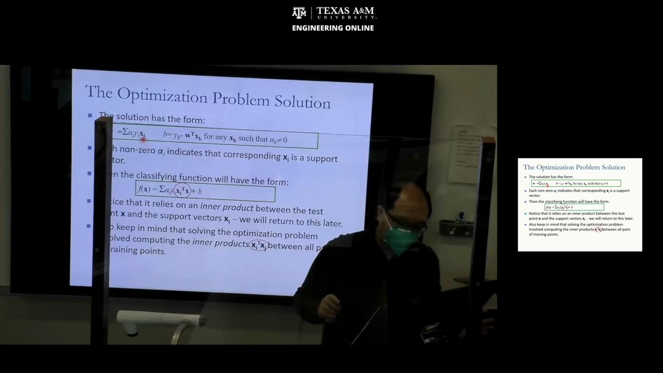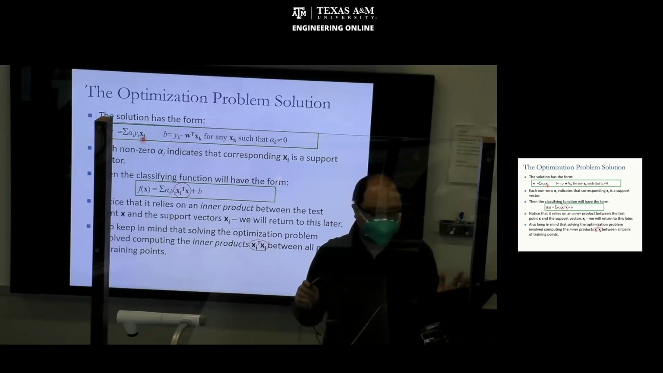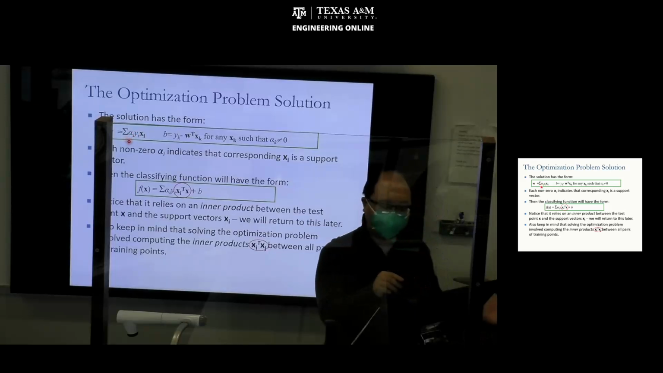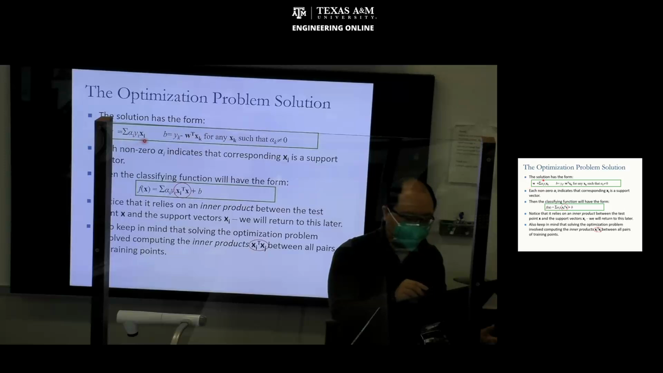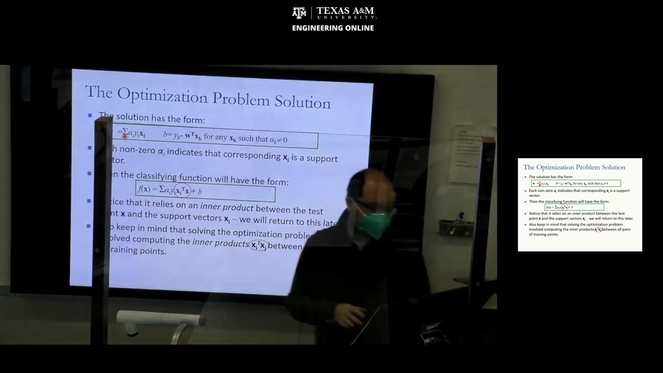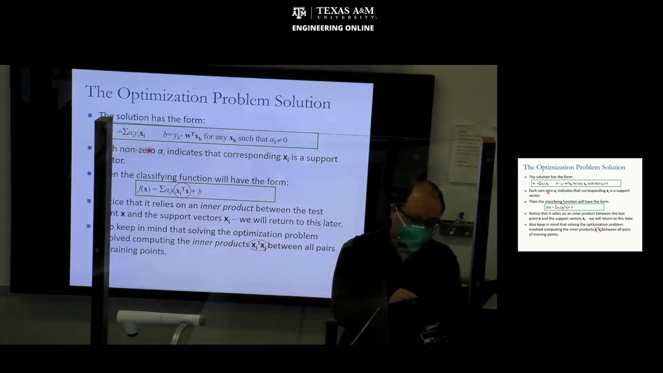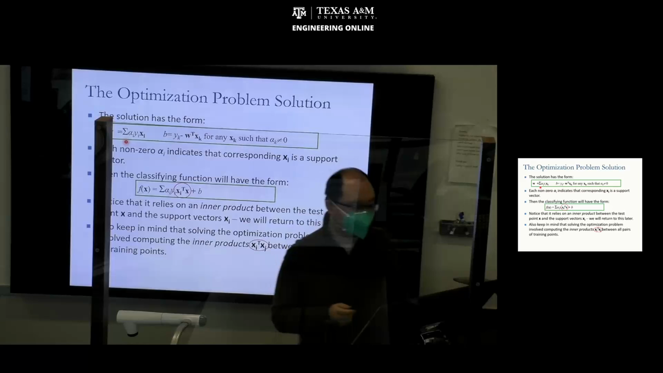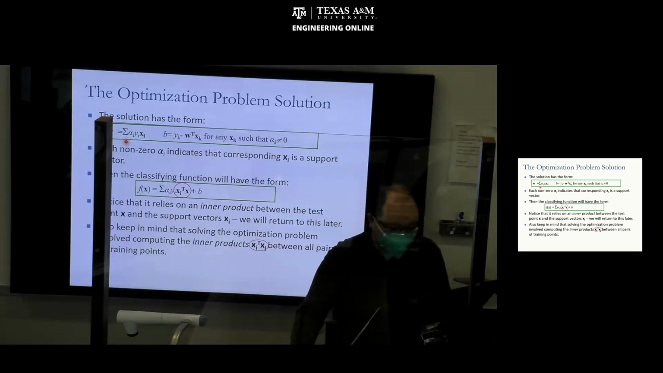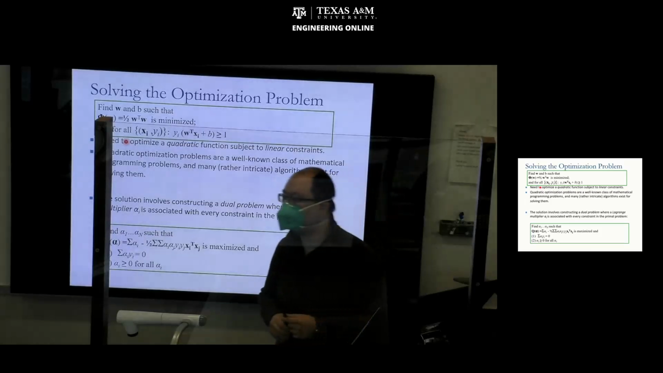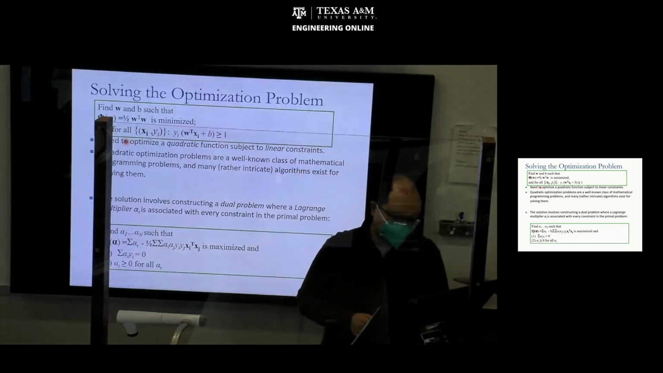Some alpha i are 0 and some alpha i are non-zero. If alpha i equals 0 for a given i, then that point has no input to the optimal solution, right? But if an alpha i is non-zero, then those points directly determine the classifier. So those are the support vectors. And if you want to learn even more, when alpha i is non-zero, anyone recall what?